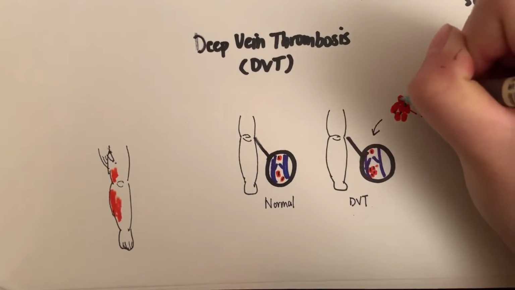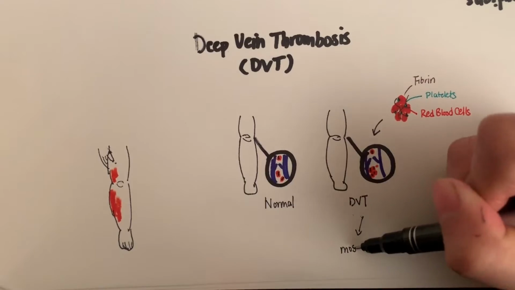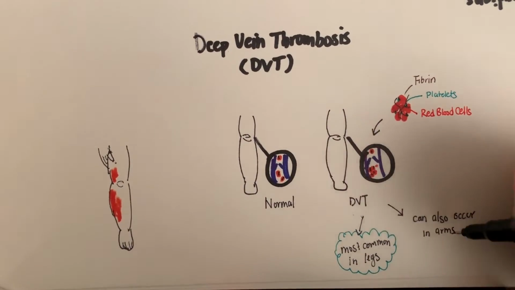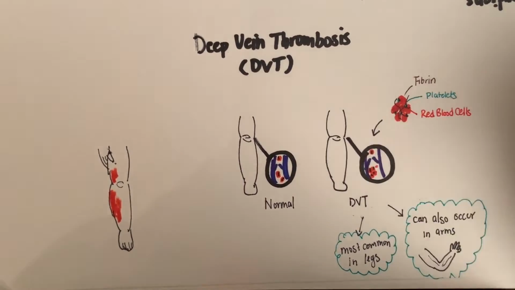A thrombus is made up of red blood cells, platelets, and fibrin. This is most commonly seen in leg veins such as popliteal and femoral veins, but can also occur in pelvic and arm veins as well.